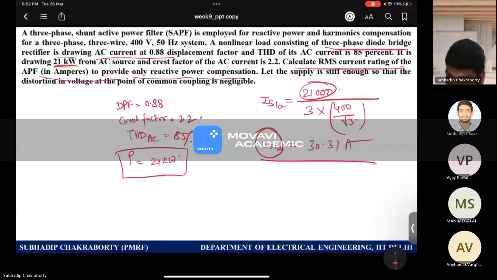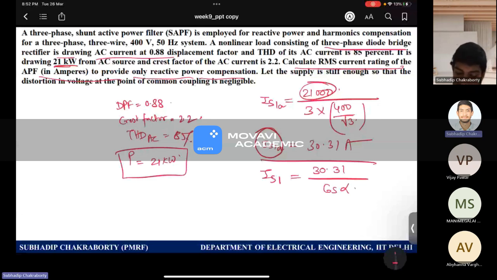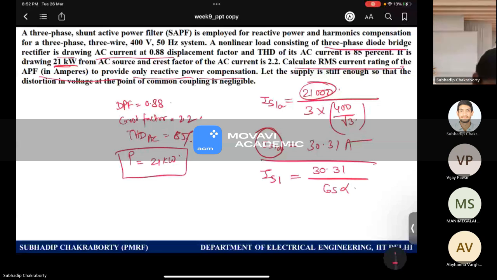Okay. But you need to determine IS1. IS1 is nothing but 30.31 divided by cos of alpha. Because IS1 active is IS1 cos alpha. Cos alpha is nothing but the displacement power factor. So what is IS1? 30.31 divided by cos of alpha, which is 0.85. What is 30.31 divided by 0.85? 35.66.